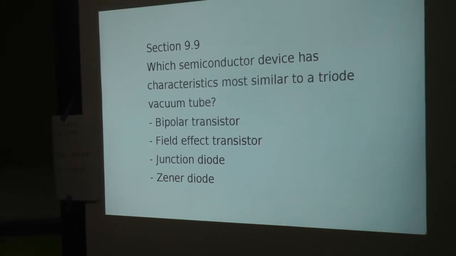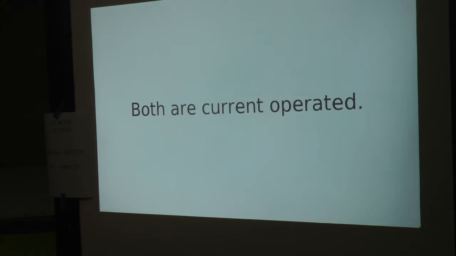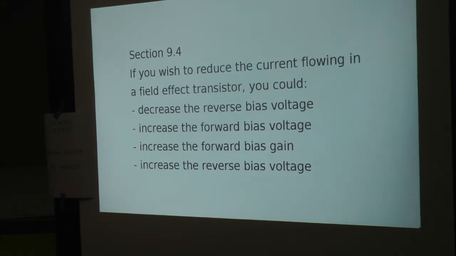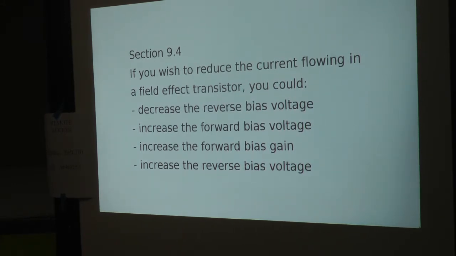Which semiconductor device has a characteristic most similar to a vacuum tube? So, field effect transistor. Both are current operated. Cool. If you wish to reduce the current flowing in a field effect transistor, you could... It's gotta be one, right? I would say 3, increase the forward bias. You want to reduce the current. Number 1, no, I was wrong. Number 4. Wow. Reduce the resistance.